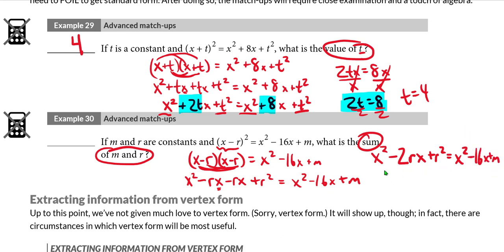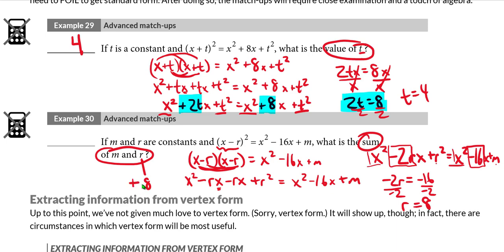Running out of room there. So again, I've got the x squared and x squared, right? There's a 1 there and a 1 there. They all match up. The r squared and the m are going to match up. And now these two middle terms, I can see in the b position, I have a negative 2r on the left, and in the b position, a negative 16 on the right. So that means that negative 2r equals negative 16, divided by negative 2, divided by negative 2. I get that r equals 8. So I now have my r value.